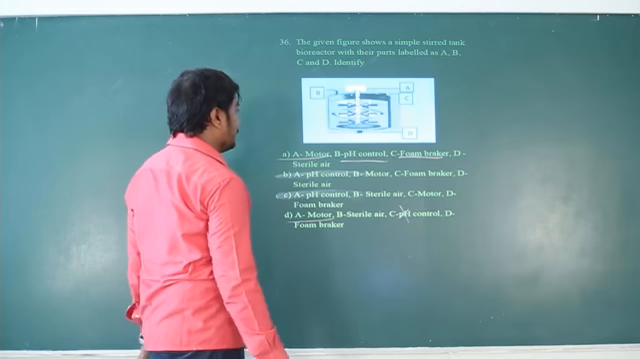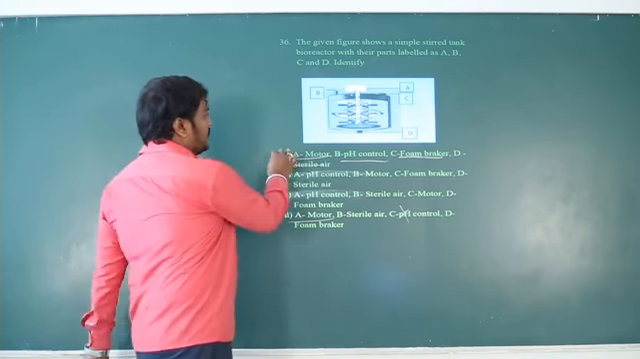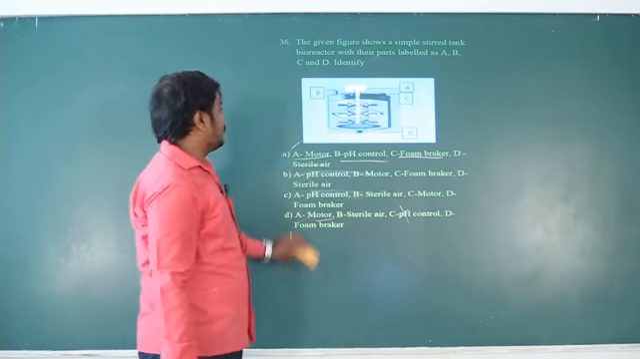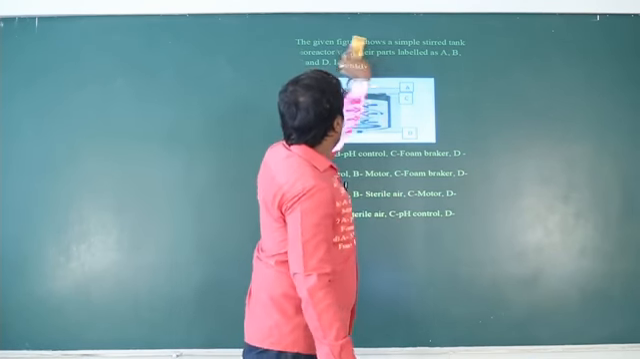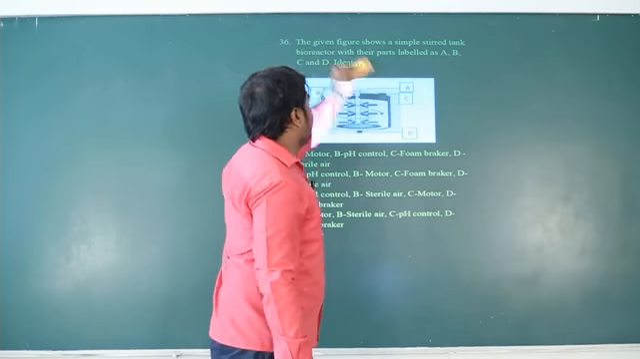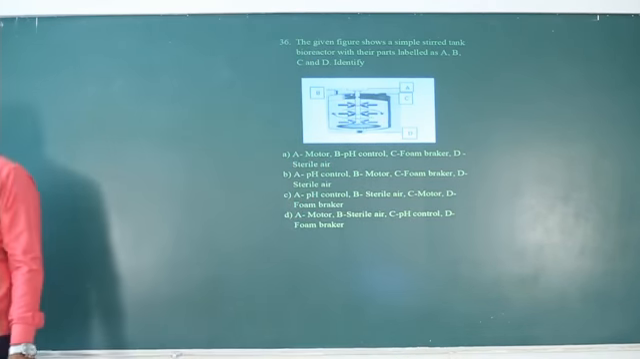Then D is to pass the sterile air. Okay, so that's it. So the right option is A. So go through each and every diagram in the NCERT book and their labels. Based on this also, they may ask the questions.